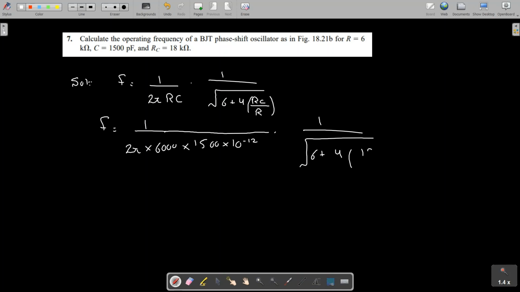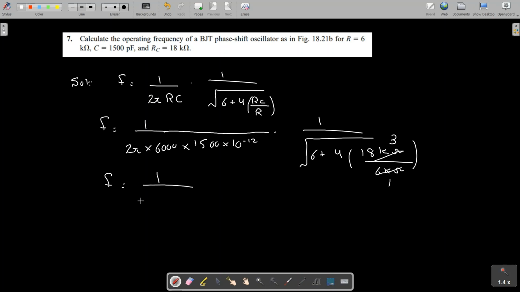RC is your 18 kilo ohm and R is your again 6 kilo ohm. This RC by R is your 3. Fine. So this is your 3. And 4 times 3 is 12, and 6 plus 12 we are going to have under root 18. So this portion is 1 divided by under root 18.